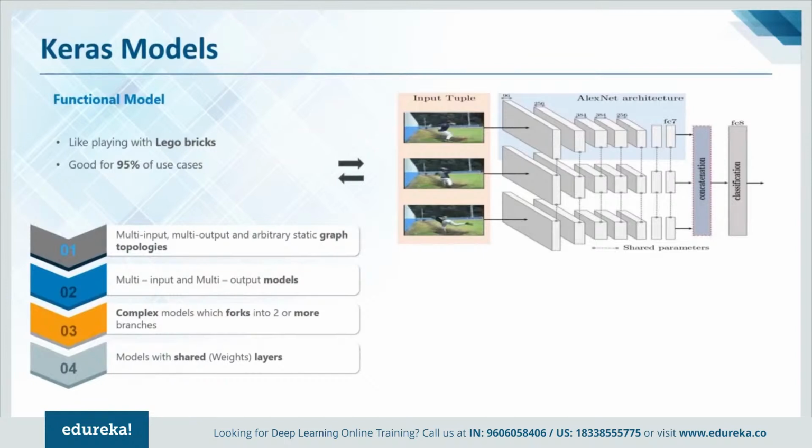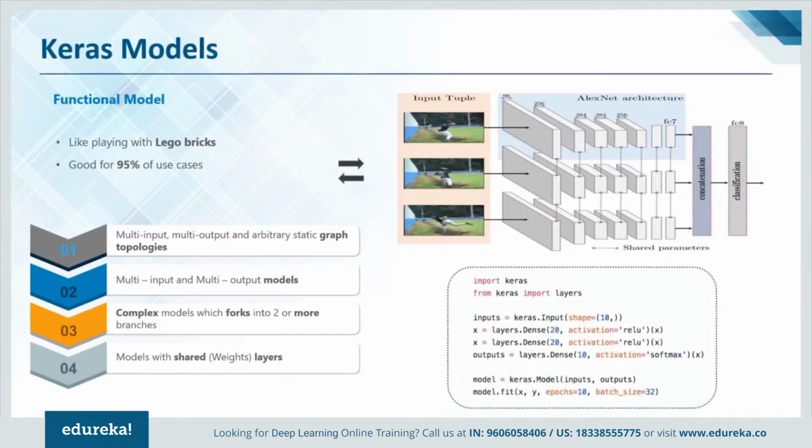I'm pretty sure most of us have played with Legos in our childhood. It is pretty much the same here as well. Well, the highlights of the functional model is that it supports multi-input, multi-output, and an arbitrary static graph topology. We have branches, so whenever we have a complex model, the model is formed into two or more branches based on the requirement, guys. The code which we have here is pretty much similar to the previous one, but with subtle changes. We first import the models, we work on its architecture, and lastly, we train the network.